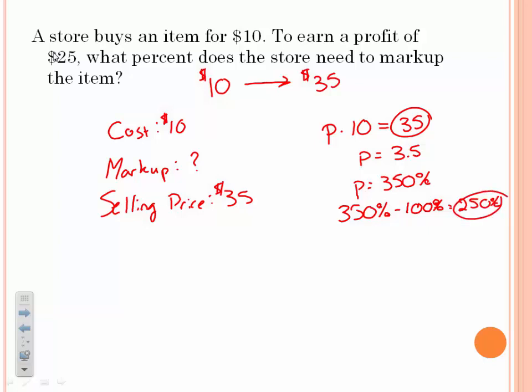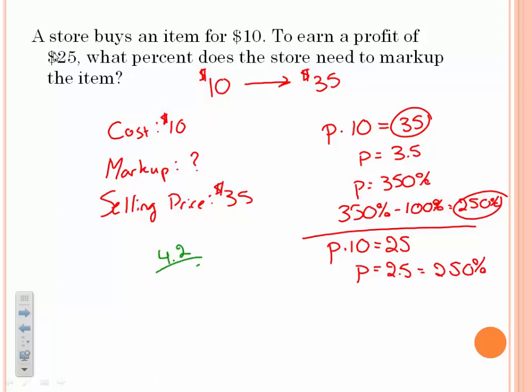Now, if you didn't want to do the subtraction, you could have done P times 10 equals just the profit. So we find out what's the percentage of just our profit. When you do your division, you get 2.5, which is 250%. Or if you wanted to do this based on 4.2, you could have done 35 minus 10 all over 10, which would give you 25 over 10, which is 2.5. So you have 250%.